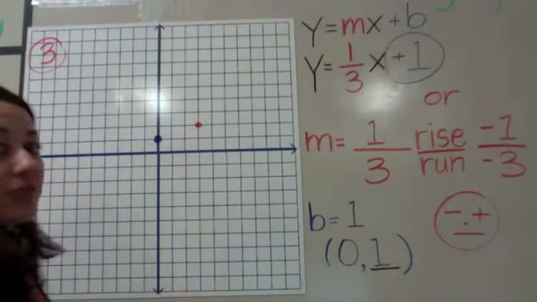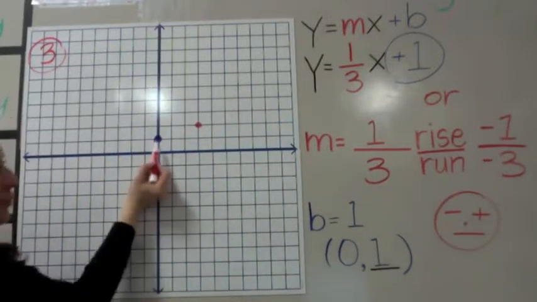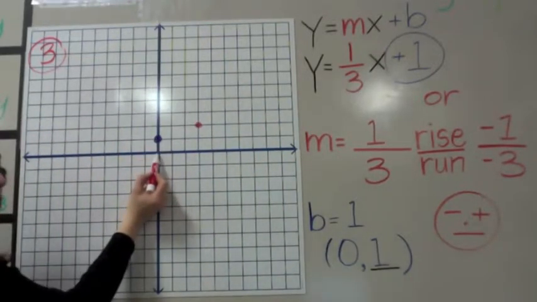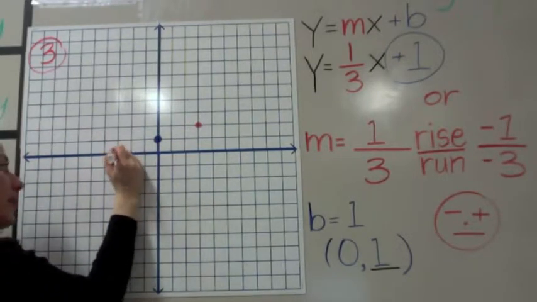Let's go the other direction, right? Let's go down 1 and to the left 3. So from the y-intercept, which is 1, we're going to go down 1. We're going to be at the origin. Now let's go over 3. 1, 2, 3. We end up at x equals -3 here.